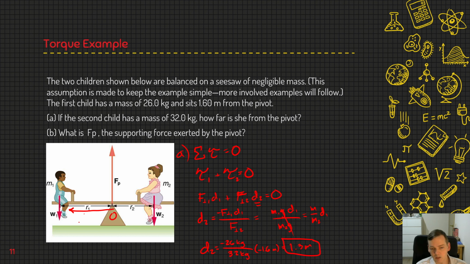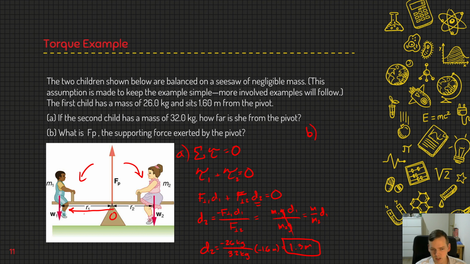So this is to make the torque 0, because this child will torque it to cause it to spin this direction, the other child will cause it to torque to spin the other direction, and we need to have them balanced to get it to not spin. That's a condition of equilibrium.